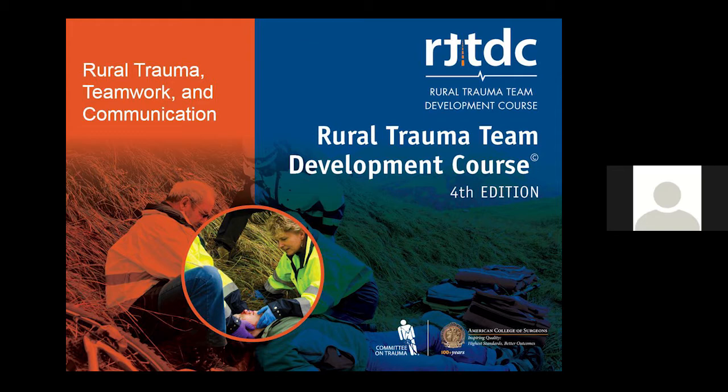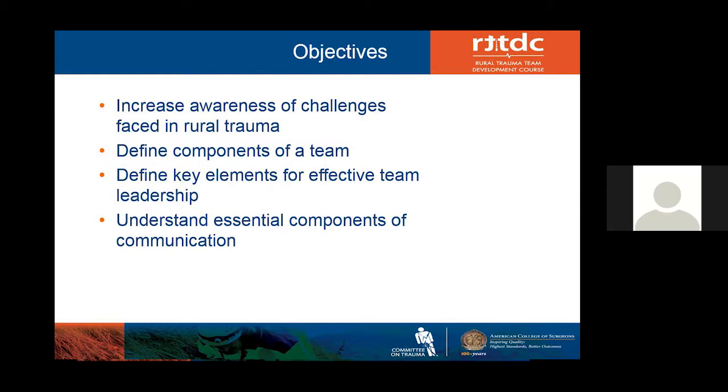So again, this is a rural trauma team development course. We're teaching the 4th edition right now. Okay, so the objectives are to increase awareness and challenges faced in the rural trauma environment. Define the components of a team. That's basically any two people working together. We'll go over all that. Define key elements for an effective team leadership and understand essential components of communication. As with most things in medicine, when things go wrong, almost always there's a communication issue, and we're going to go over that time and time again throughout this course.